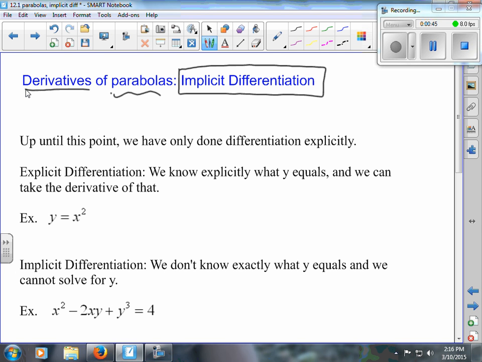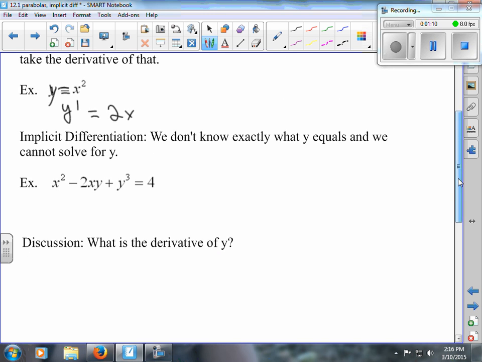Okay, so until this point, we really have only done what's called explicit differentiation. In explicit differentiation, you have y equals, and then you're told what y equals. And when you do explicit differentiation, you can say y prime equals, and then write the answer. It's all explicit. What's new and different is that we don't have y explicitly solved for. We don't know exactly what y equals, and we can't solve for y.